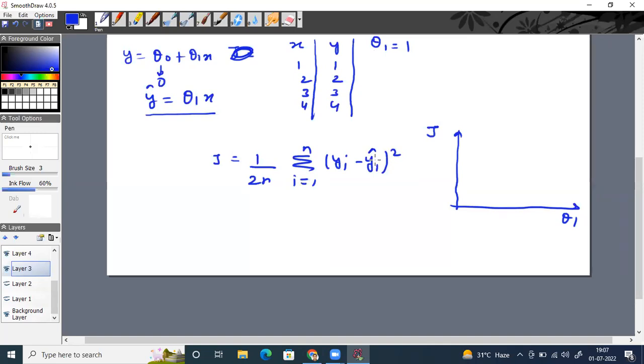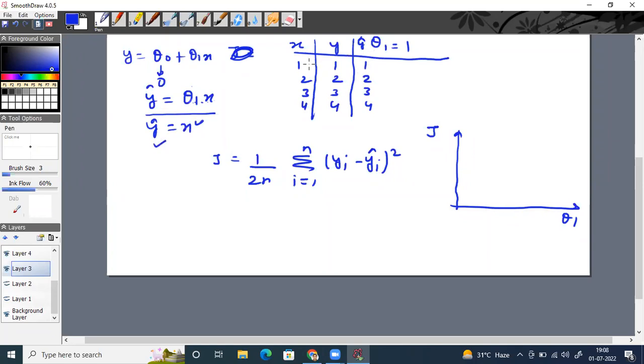So let me come here. I assume theta 1. When I assume theta 1 is equal to 1, what will y hat give me? Y hat will give me x only. If I put 1 here, what I will get? X. So my y hat will become y hat is equal to x. Whatever x is, that will become my predicted value.